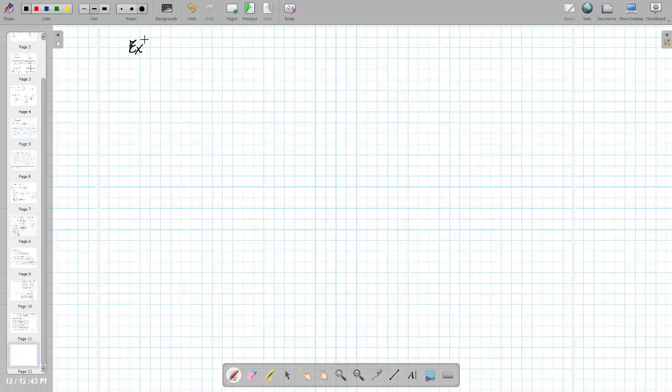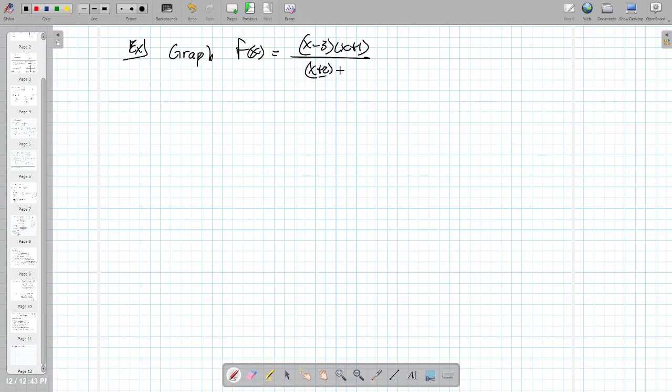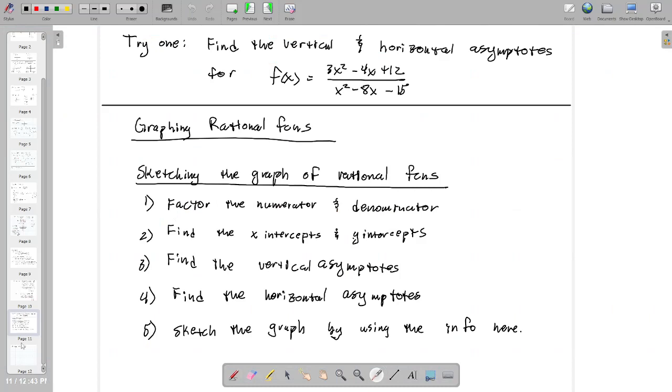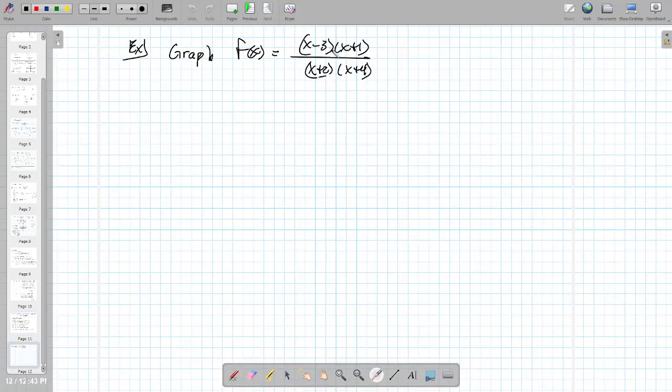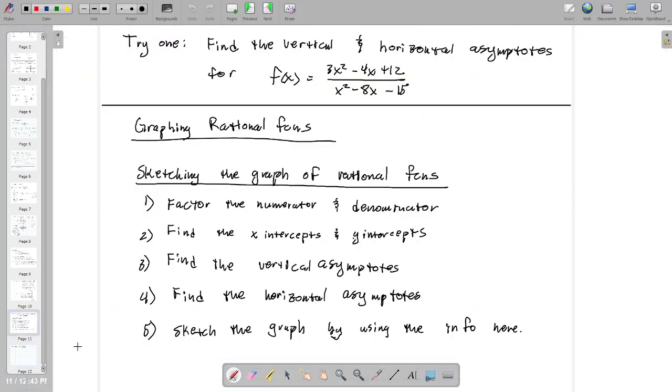Let's go ahead and do an example. Graph f of x equal to x minus 3 times x plus 1 divided by x plus 2 times x plus 4. Okay. Note I've already factored it, so step 1 is done. We've already done step 1. So we need to find our x and y intercepts, our next step.